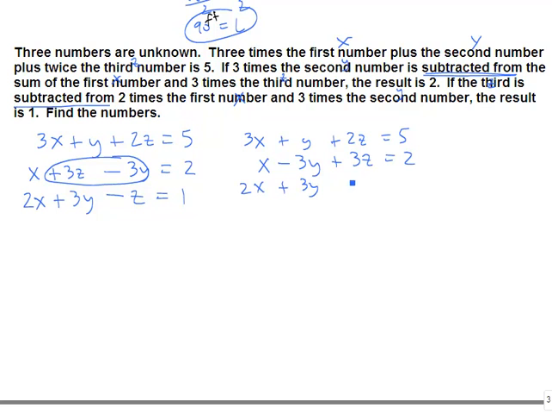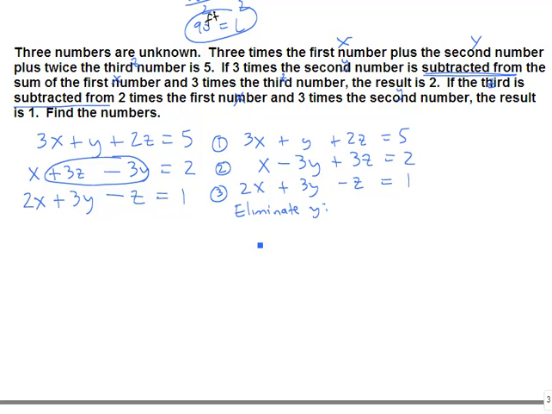Now the first thing we want to do in a 3 by 3 system is figure out, based on our coefficients, which variable looks easiest to eliminate. And if you look at your x coefficients, your y coefficients, and your z coefficients, probably y would be easiest because these two right here are already opposites, so they're going to eliminate right off the bat. So let me call this equation 1, equation 2, and equation 3, and I'm going to eliminate y.